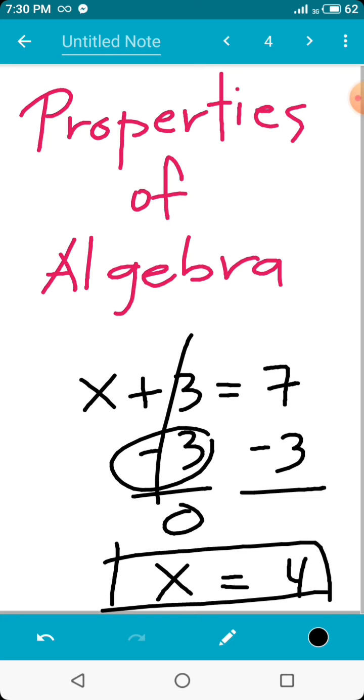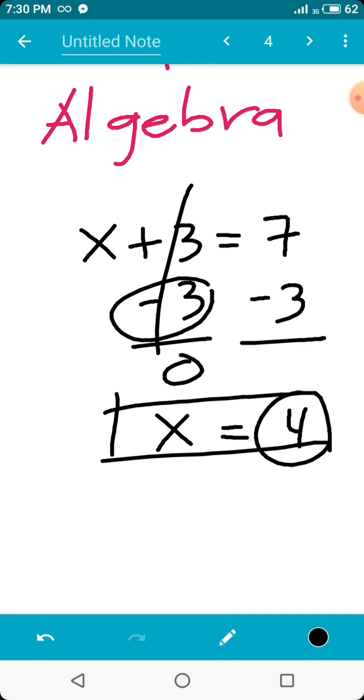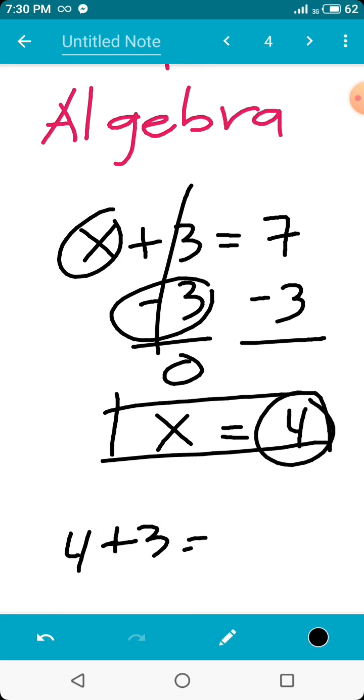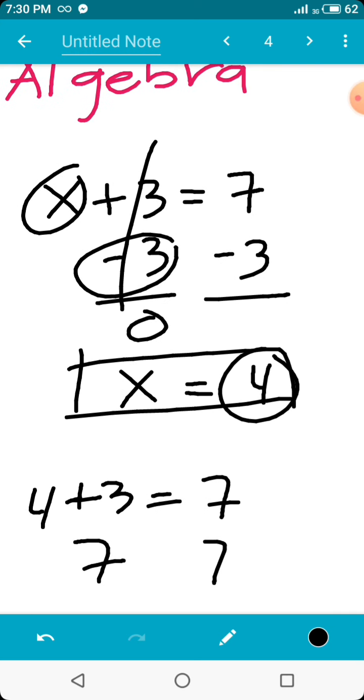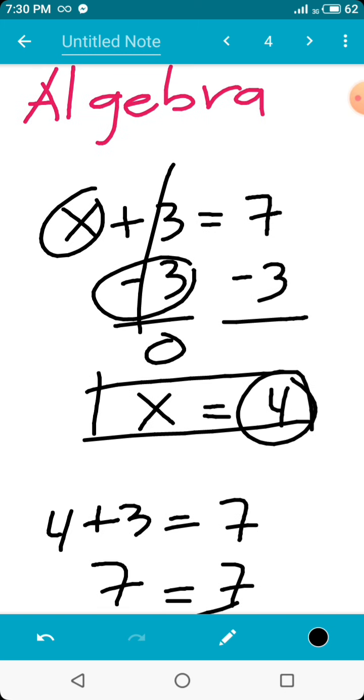Okay? So, let's check. Let's plug 4 dun sa x. So, 4 plus 3 equals 7. So, 4 plus 3, that's 7. So, kung nag-equal sila, ibig sabihin, tama ang ating value ng x. Alright? So, kung ang ginawa natin to get the value of x is nag-minus tayo. Alright? So, ibig sabihin, that is subtraction property of algebra.